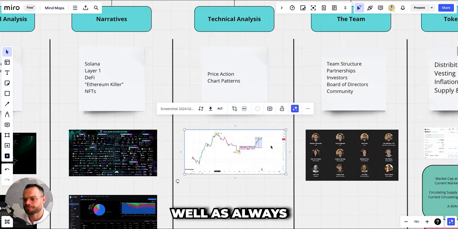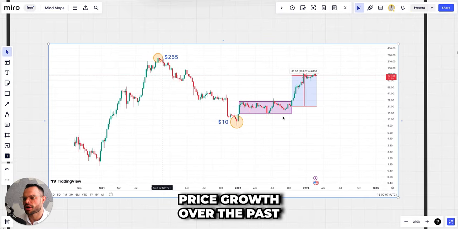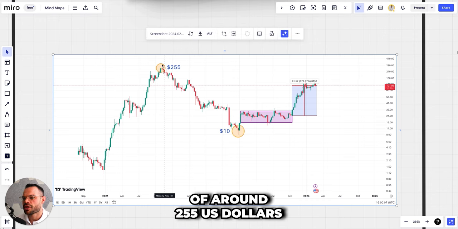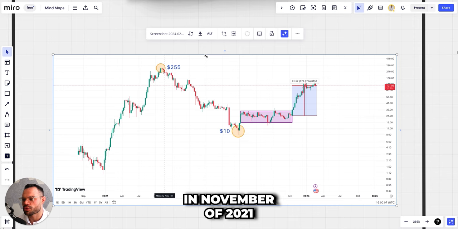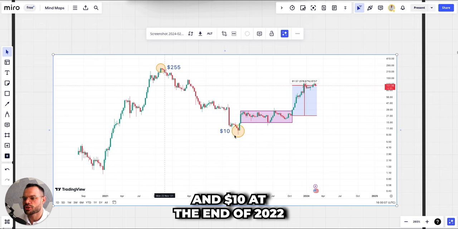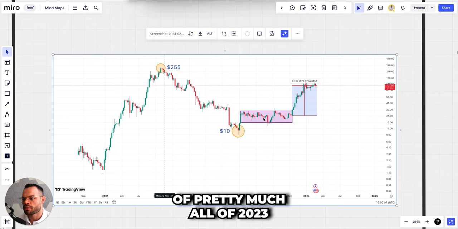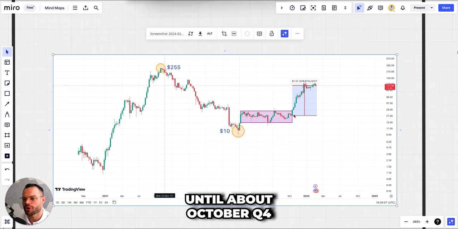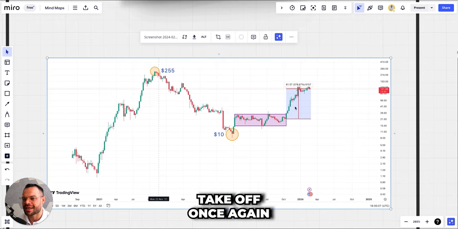Well, as always, we can look at some of the technicals in terms of price growth over the past few years. Solana hit an all-time high price of around $255 in November of 2021. Obviously, going into the bear market in the 12 to 14 months after that, we hit a cycle low at around $10 at the end of 2022. We then ran through kind of this price discovery or price accumulation over the course of pretty much all of 2023. Solana was bouncing in this range of about $15 to $30 for the entire year until about October, Q4, when we began to see the growth take off once again.